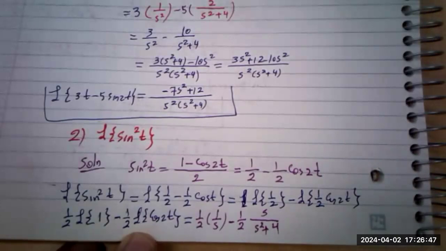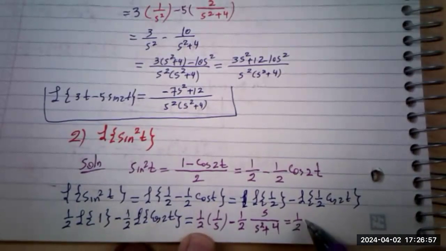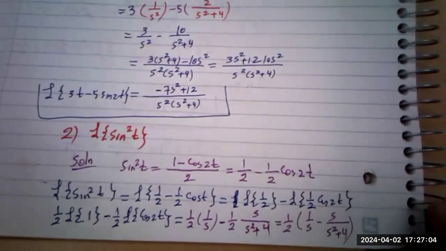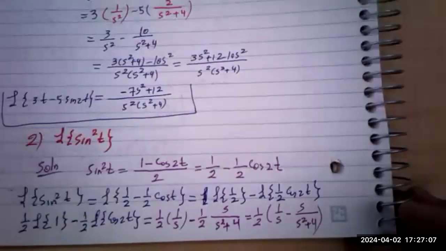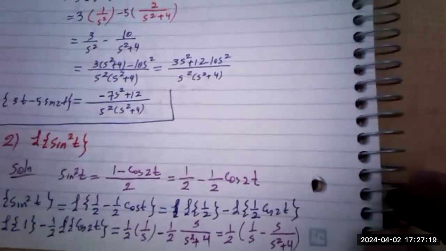Then you can simplify it a little bit and write it down a different way. You can pull out the 1/2 and the common denominator right away. So I pull out the 1/2. It's going to be 1 over s minus s over s squared plus 4. Common denominator, simplify it, and that gives 4 over s times s squared plus 4. Let's do it. Any question?